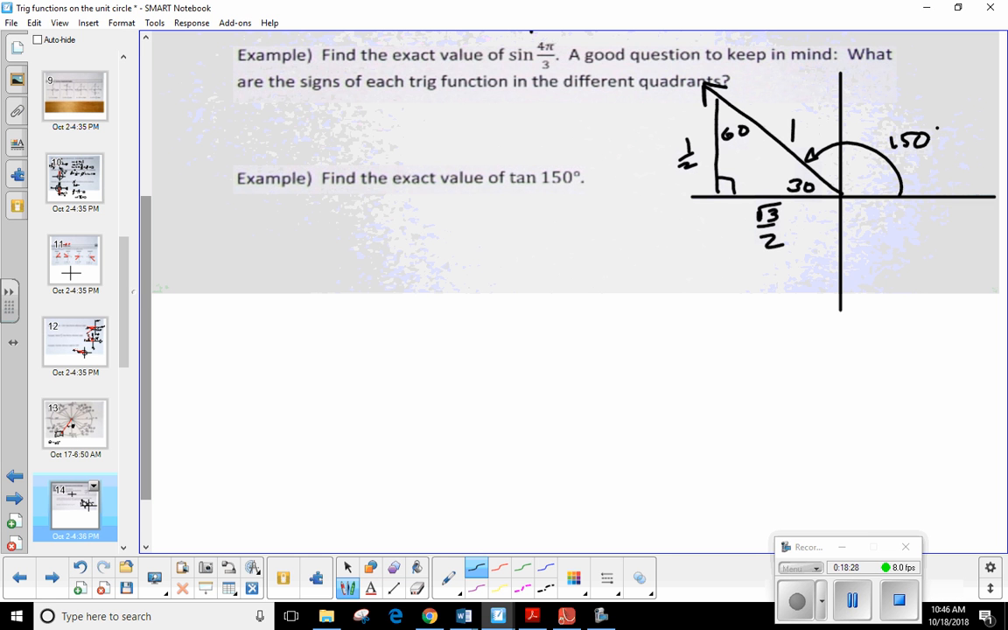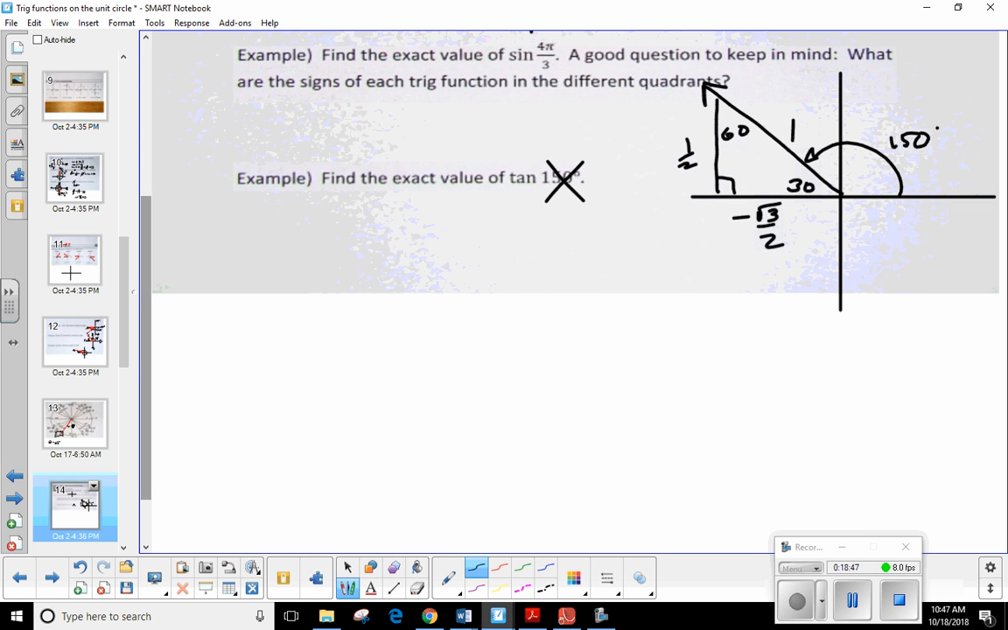Am I forgetting anything? What am I forgetting? Which one's negative? There you go, because in the second quadrant, x is negative. Okay. So see, now I have my triangle, okay, created because I knew where 150 was. What does tangent want?